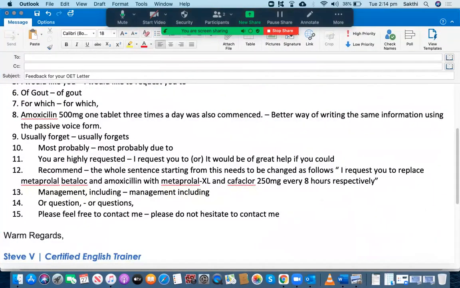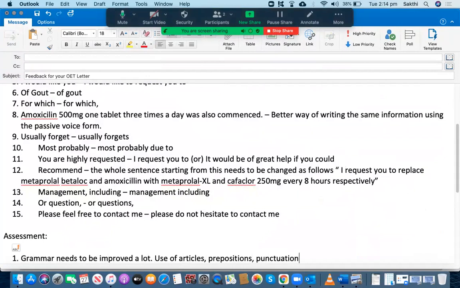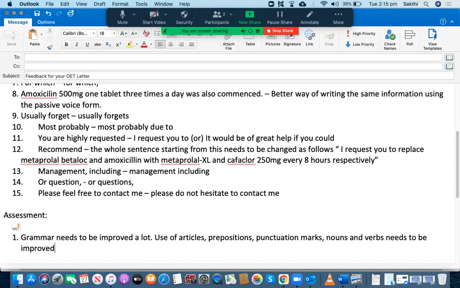All right. Let me go through the assessment criteria now. The assessment criteria. One is grammar needs to be improved a lot, particularly use of articles, prepositions, punctuation marks, nouns and verbs. I mean, they need to be improved. Sorry, verbs. Verbs need to be improved. Okay, so you need to improve that.